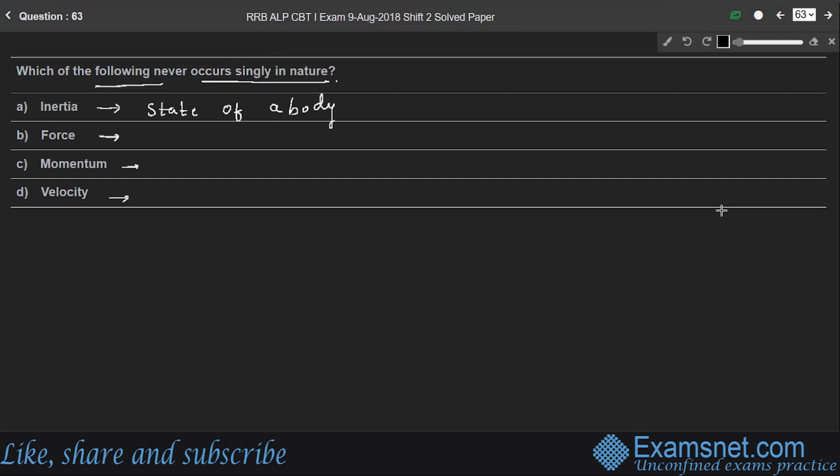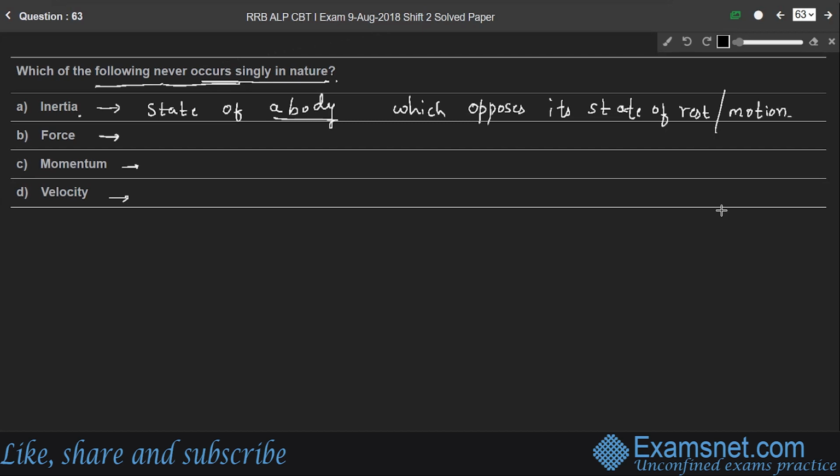So it is the state of a body which opposes its state of rest or motion. When it is moving in a uniform motion, it opposes its state of motion, and then this property or state is called the inertial state. So it is the state of a single body, right? Here the question is, which of the following never occurs singly in nature? So inertia occurs singly, right?